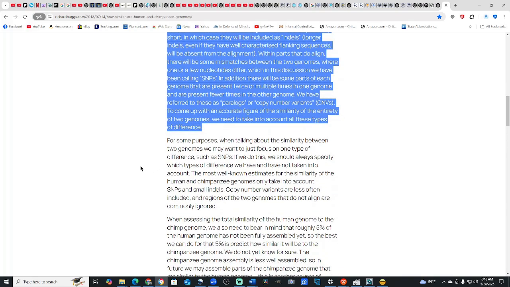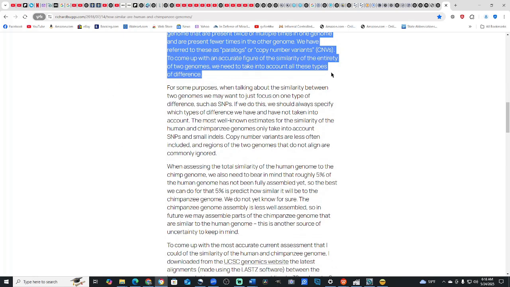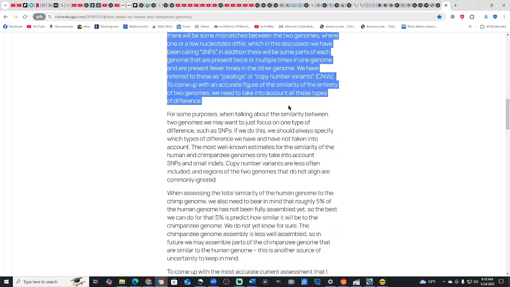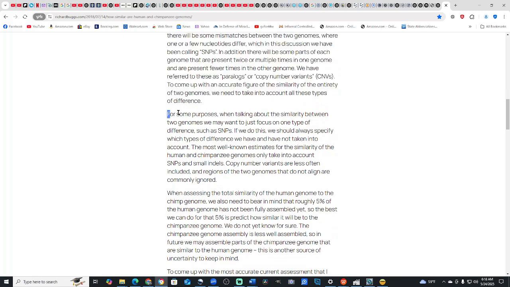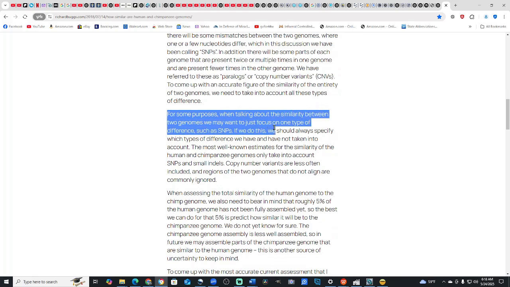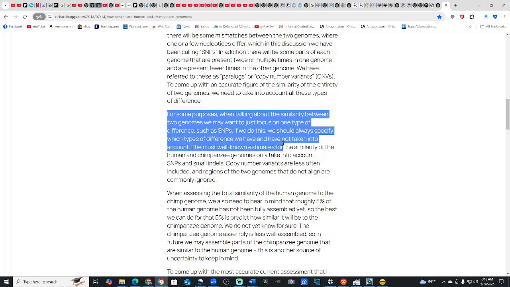In other words, you have to also take in those differences in order to have a more accurate determination of what the overall percent similarity is. For some purposes, when we talk about the similarity between two genomes, we want to just focus on one type of difference, such as SNPs. If we do this, we should always specify what types of differences we have and have not taken into account.